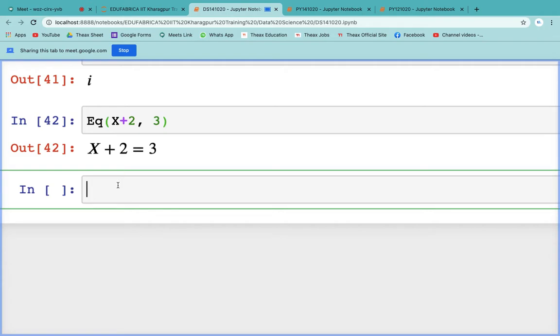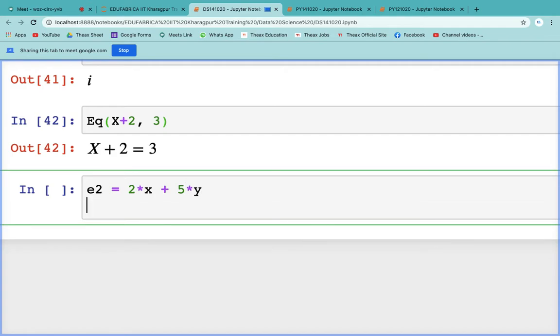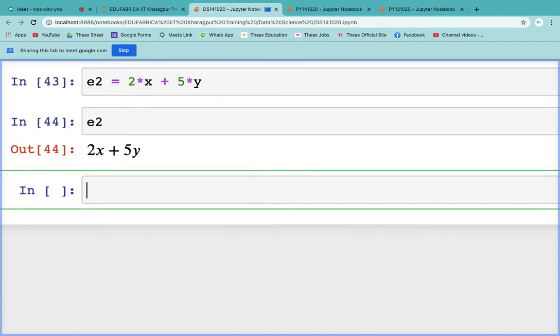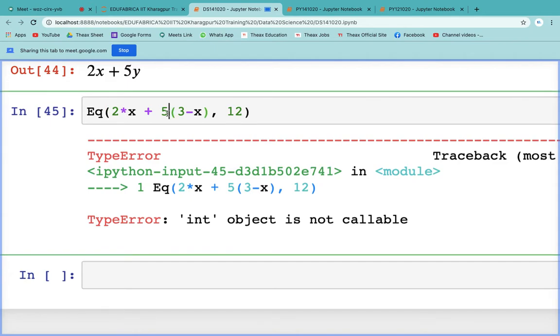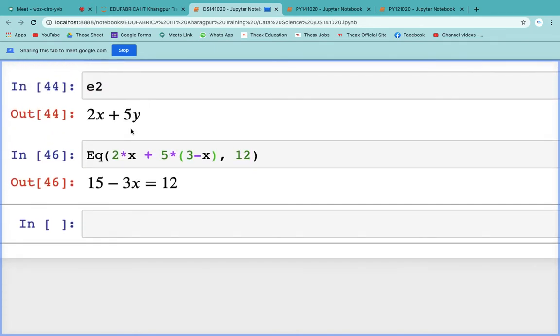So if I say that I have an equation E2, and that is 2x plus 5y, okay? Now, if the equation says that the y value is equal to 3 minus x, something like this, right? If it is equal to 12, then we can easily find out things. We can easily find out the things from here. 2x plus 5y. If we have the value of y, then we can find out the things by substituting and getting the results, right?